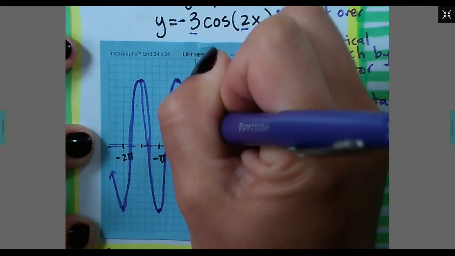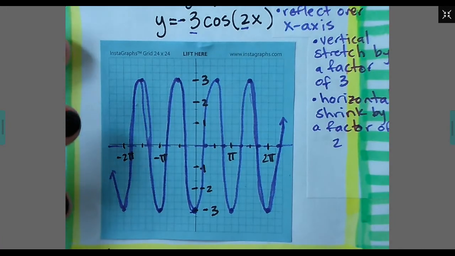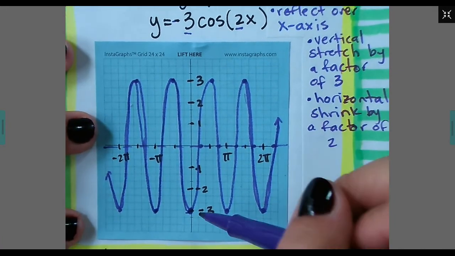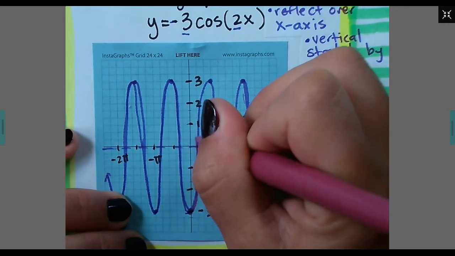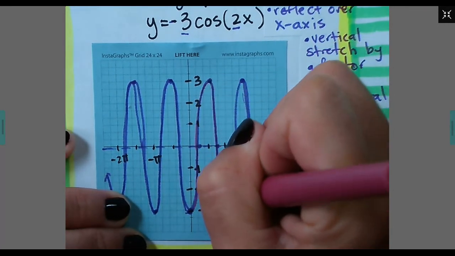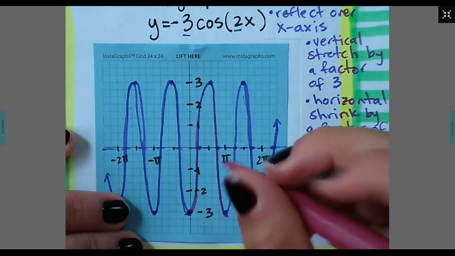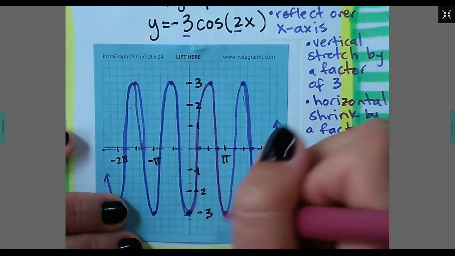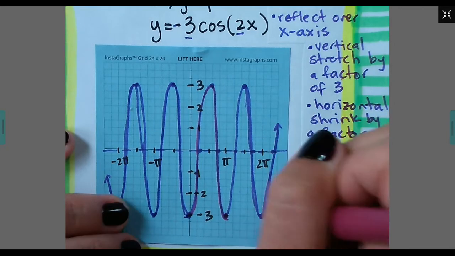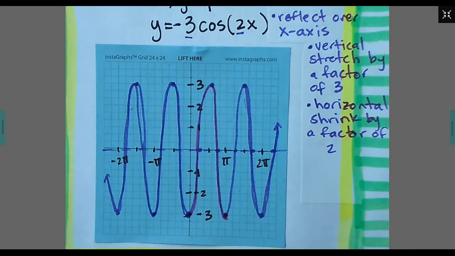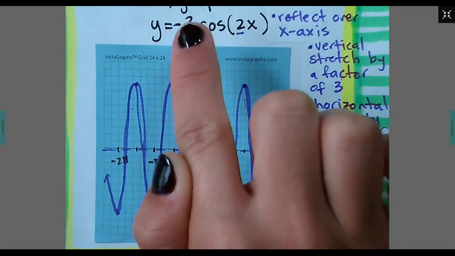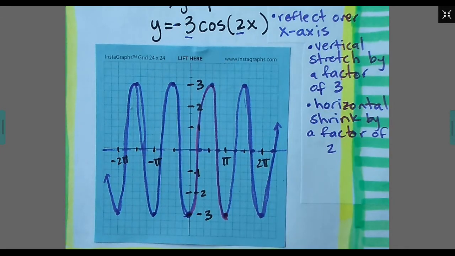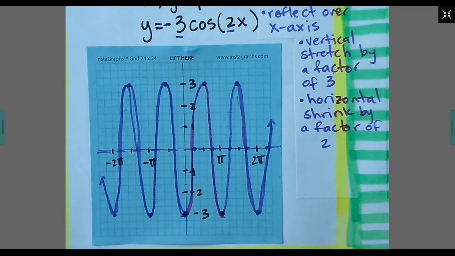Okay, so this is our new function of cosine. So here was one wave of cosine right here. Okay, so one wave is happening in pi, which means that 2 waves are happening in 2 pi. Okay, so that was our 2 waves there. It's now going up 3 and down 3, and it's starting at its minimum point because we're reflected over the x-axis. Okay.